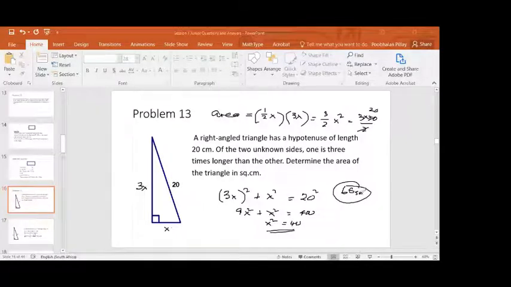So you always put down the units. The area that we're looking for is half base times height, and you get an x squared in it, and we've solved for x squared using Pythagoras. So that is how you do problem 13. So let's go on. Problem 14. That's the next one.